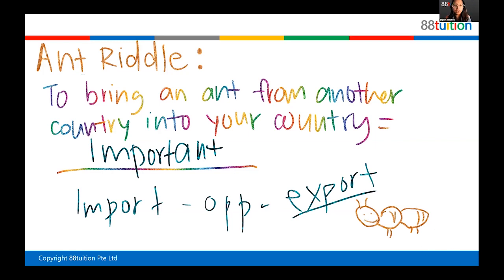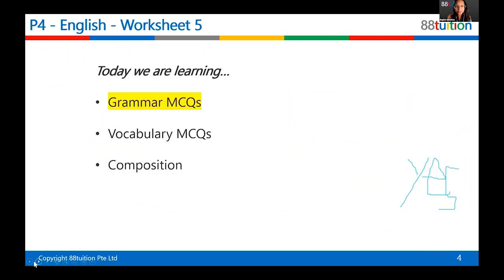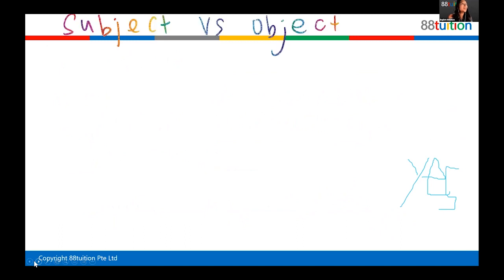And my little ants, do you all like my ant drawing? Is it cute? I think, yes. Thank you, Ron. Okay, let's go to the first slide for today. Okay, so let's start with our grammar MCQ questions. Before that, yes, oh, thank you, Nicole.